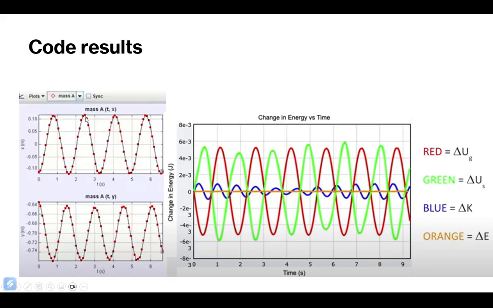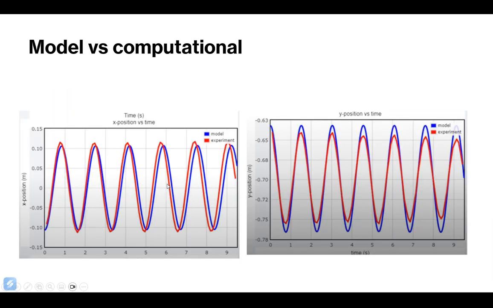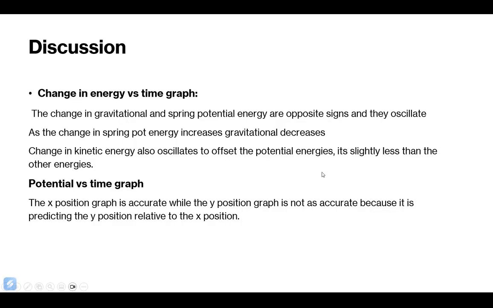So this is our code results. This top is the X. You can see the X and the Y look pretty similar. They're the X and the Y versus time. And the right is the final graph. So you can see potential gravity and potential spring cancel each other out pretty much. Delta E is always 0, and then blue oscillates over the 0 mark. We compare the model versus computational, and as we said in the first couple slides, they're very similar. X is a little bit more accurate than the Y though.